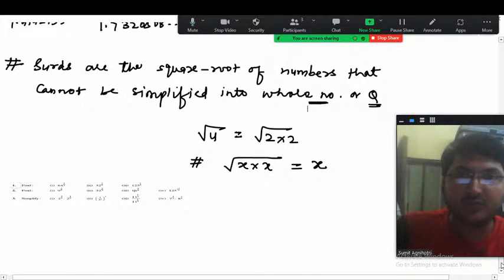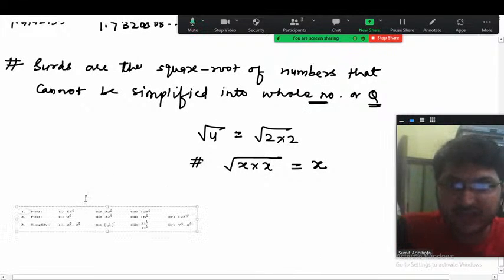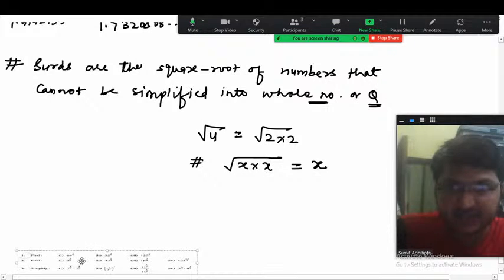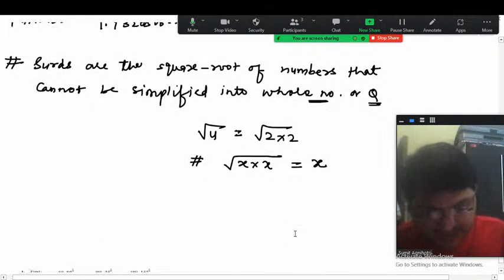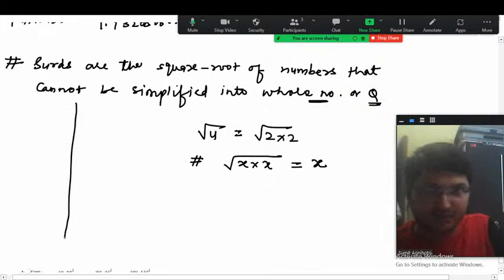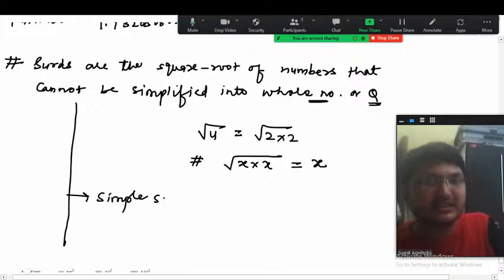I think you must be okay up to this point, and we are further considering the concepts. We are going to cover the concepts based on these surds. A surd that has only one term is called a simple surd. There are different types of surds. The first kind of surd is the simple surd.